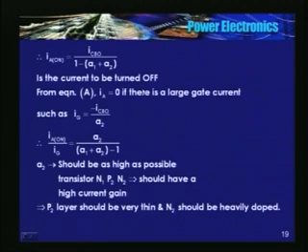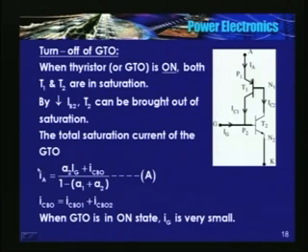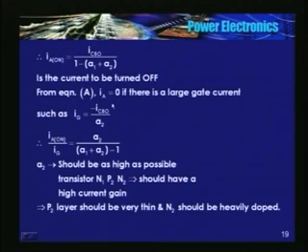See, in the previous equation, IA becomes 0 when the numerator becomes 0. So when can you make this numerator 0? When ICBO is equal to minus alpha 2 into Ig. See here. So the relationship is Ig is equal to minus ICBO divided by alpha 2.